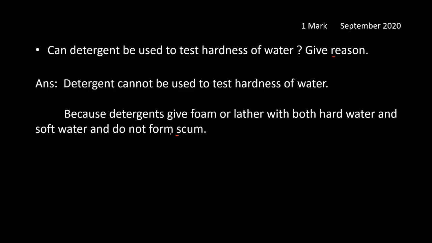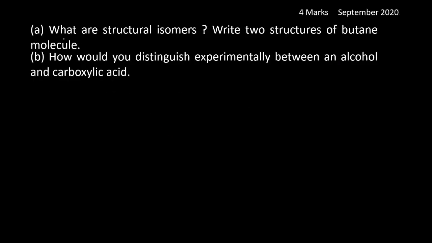Now moving to the next question. It's a 4 marks question and asked in September 2020. The question is, what are structural isomers? Write 2 structures of butane molecules. The second question is, how would you distinguish experimentally between an alcohol and carboxylic acid?